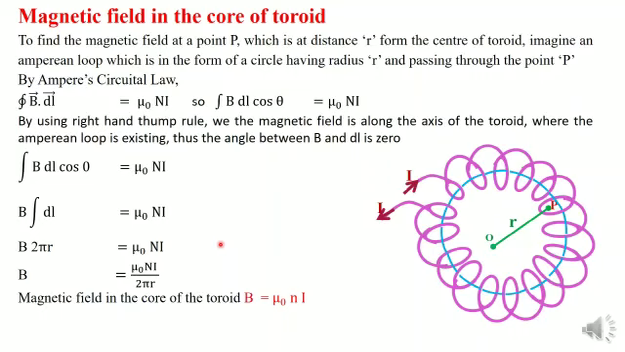As we know, capital N is the total number of turns of the toroid. 2 pi r, that is the circumference, means the entire length of the toroid. So capital N by 2 pi r is the total number of turns divided by the total length of the toroid, that is, the number of turns per unit length, which is small n. So the magnetic field inside the toroid is B equals mu 0 n I.